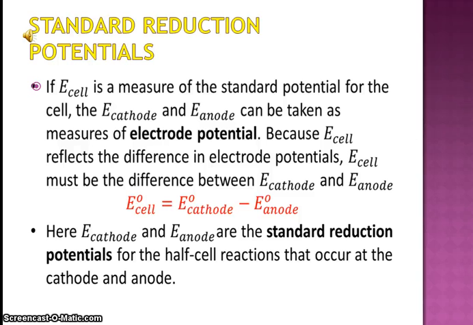If E cell is a measure of the standard potential for the cell, the E cathode and E anode can be taken as measures of electrode potential. Because E cell reflects the difference in electrode potentials, E cell must be the difference between E cathode and E anode, and that's where we get the red equation. Here, E cathode and E anode are the standard reduction potentials for the half-cell reactions that occur at the cathode and anode.